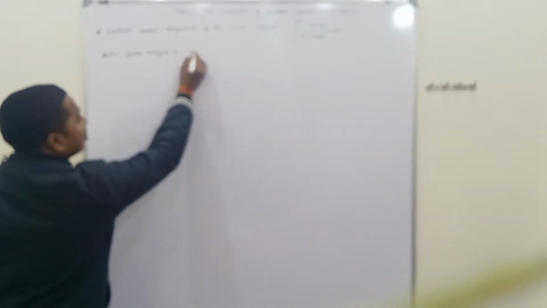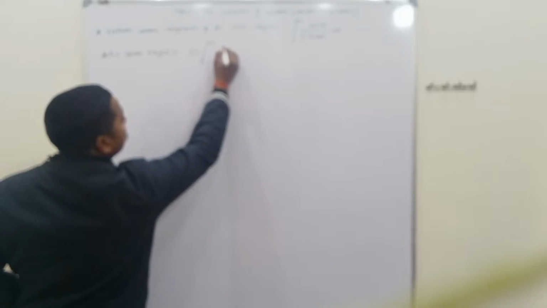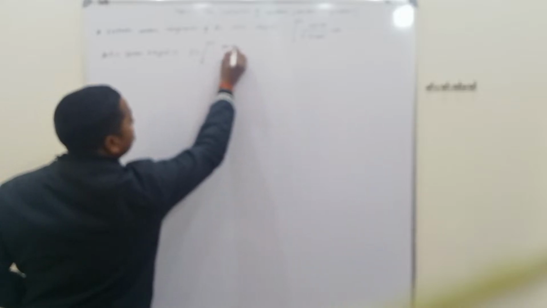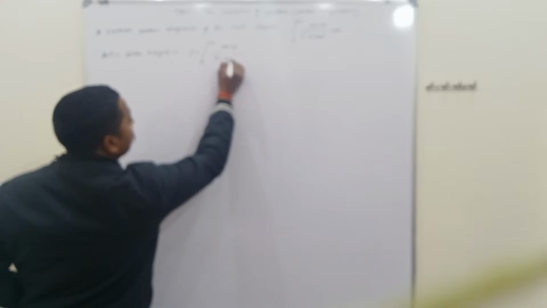The given integral is from 0 to 2 pi of cos 3 theta upon 5 minus 4 cos theta.